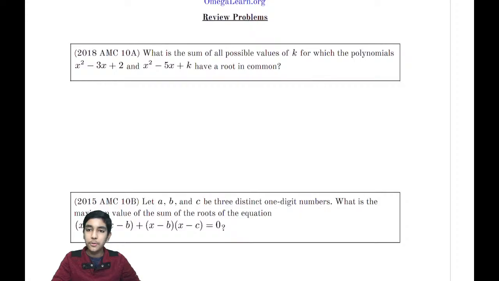In this first review problem, we have to find the sum of all values of k for which the polynomials x squared minus 3x plus 2 and x squared minus 5x plus k have a root in common.